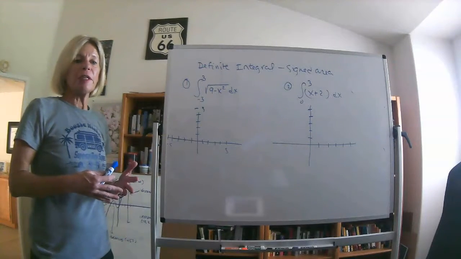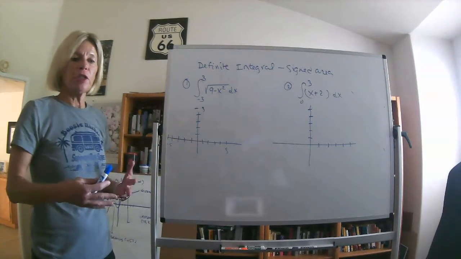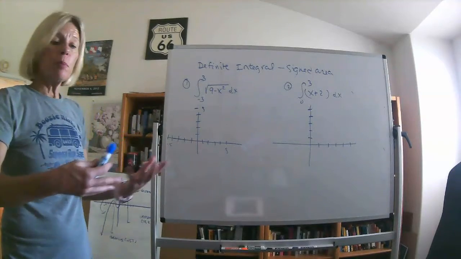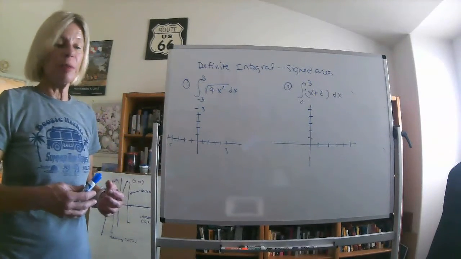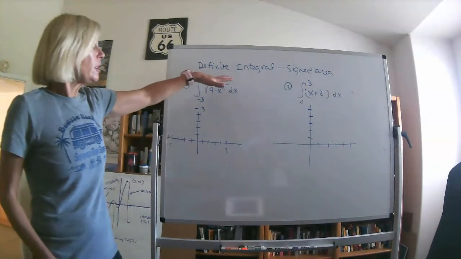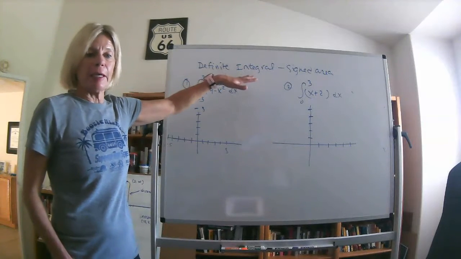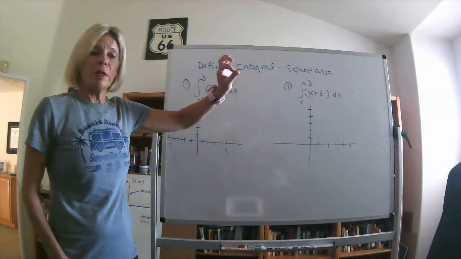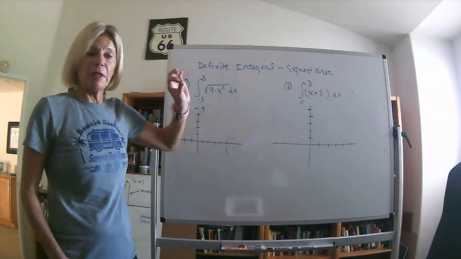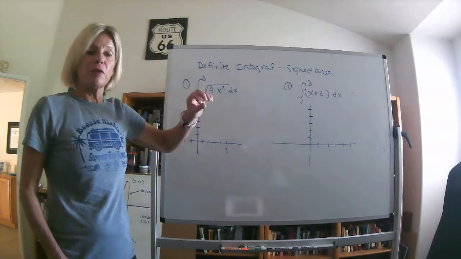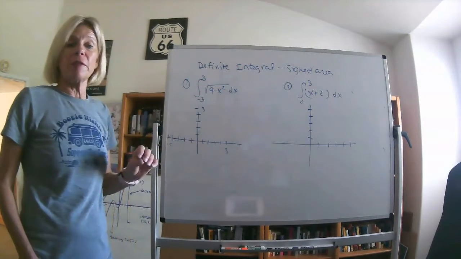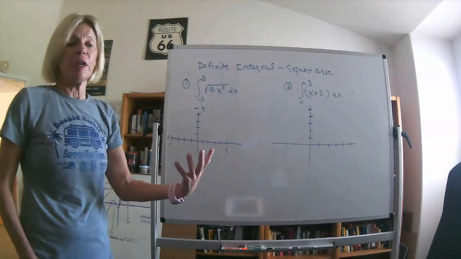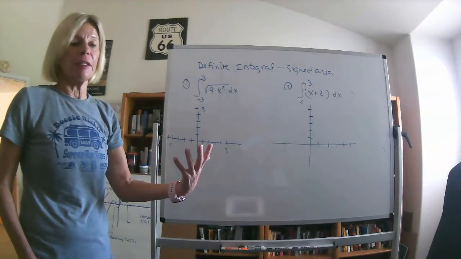Today I'm going to talk about the definite integral and its relationship to the area under a curve and how we can put those two things together. So the definite integral represents a signed area. Like velocity, where positive is going right and negative is going left, velocity gives direction, the integral gives a signed area. Above the x-axis is positive, below the x-axis is negative.